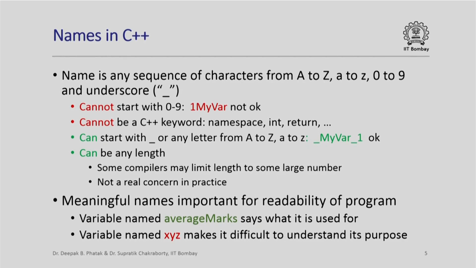It is going to be used to store the average of some marks. Whereas if instead of using this variable name, if I had said variable xyz, then it becomes very difficult to understand its purpose, and one has to look at the various places where this variable is used in order to figure out what this variable is being used for in the program. So by assigning meaningful names to variables in programs, you can indeed make your program much more readable.